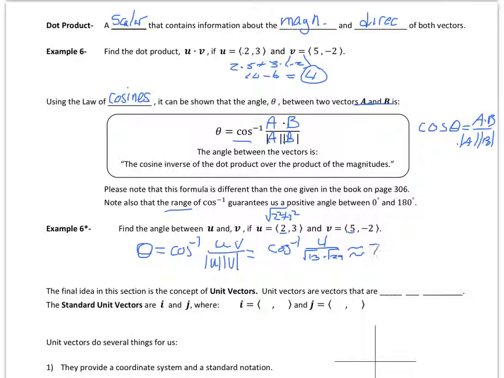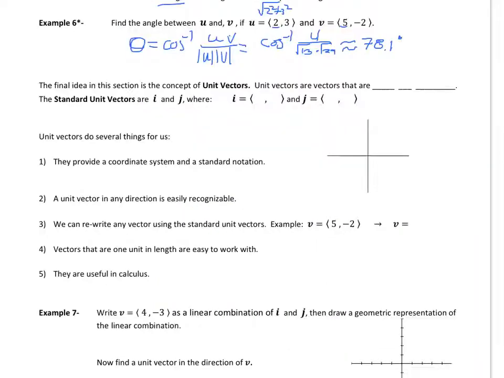Okay, approximately 78.1. Everybody concur with that? Yes, no? 78.1? Okay. Then we will go with 78.1 between two vectors. Okay. All right, so the final idea in this section is the concept of unit vectors.